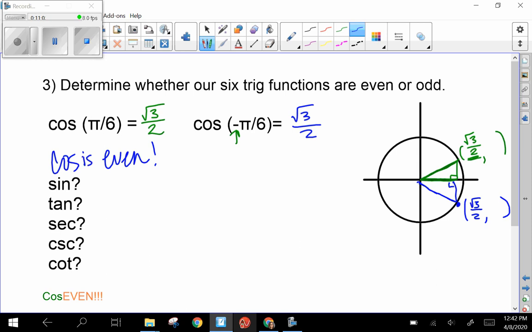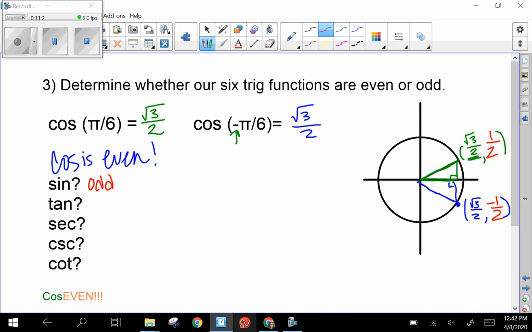So I'm going to use that same spot on the unit circle, pi over 6 and negative pi over 6, and this time we're going to do the sine values of those. The sine value here would be positive 1/2, and the sine value here would be negative 1/2. And what that means is that sine is odd.